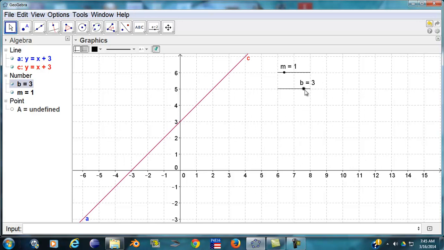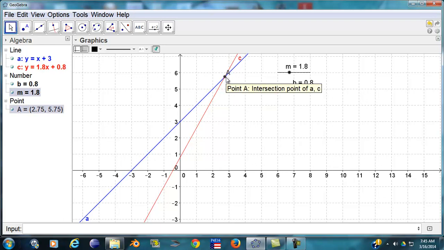So what's the other case? The other case is what happens when the slopes are different. And when the slopes are different, you can see that the slants change, and all of a sudden, these two lines intersect. The point they intersect at is the solution.